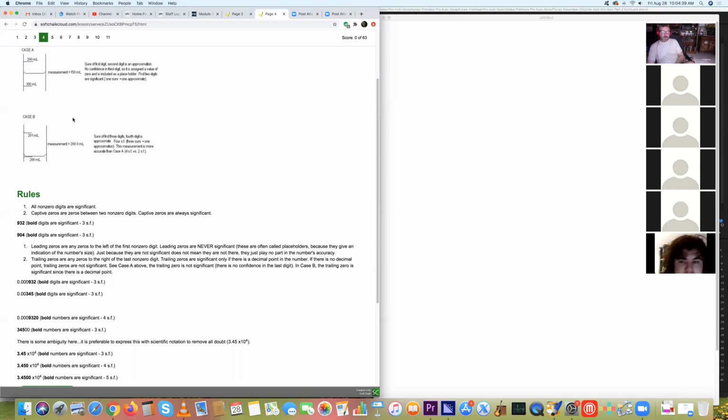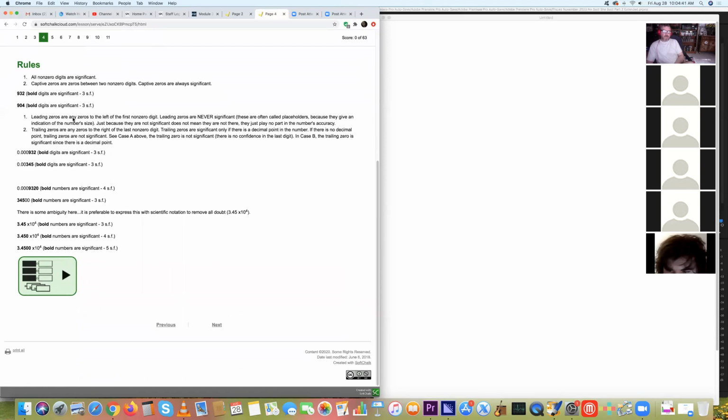Okay, let's look at the rules. First of all, any non-zero digits are always significant. Any captive zeros are also significant. That's zeros between two non-zero digits, like 904. All three of those are significant.